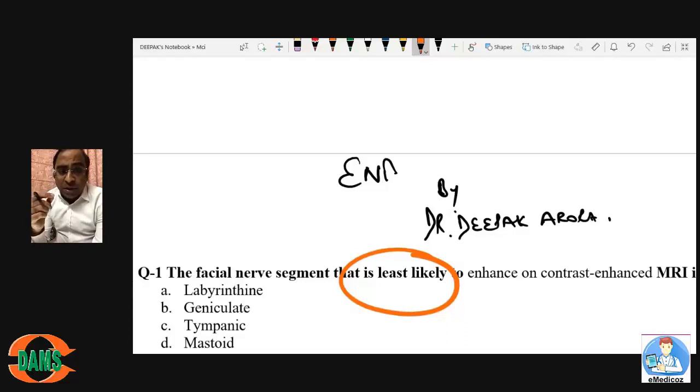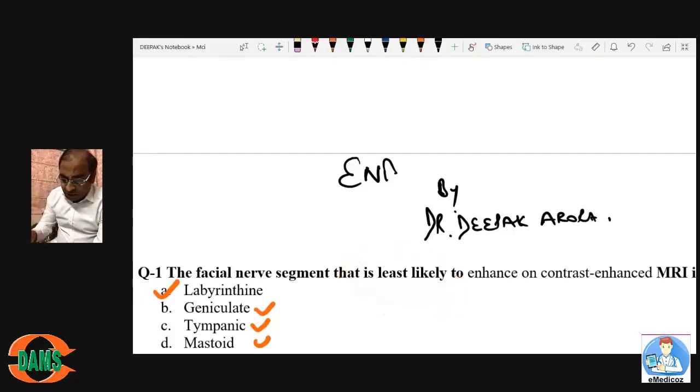Tympanic segment, labyrinthine, geniculate area is very nicely enhanced on the MRI. Tympanic, mastoid, but labyrinthine, yes, very poor. So always remember, if the examiner asks you the least likely, the answer will be labyrinthine.